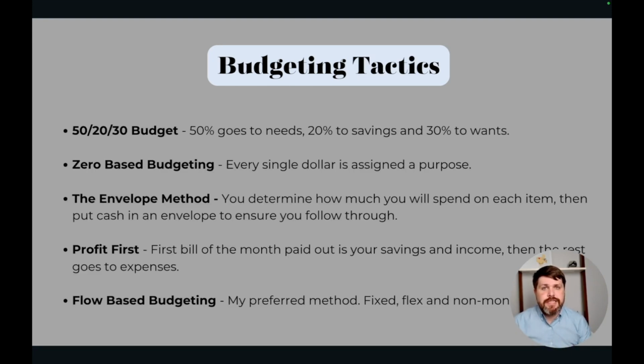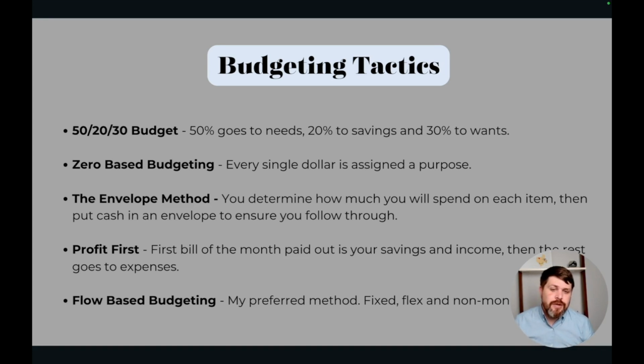These are the various types of budgeting tactics that I typically come across. How you use these and why you use these is going to vary by personality and by your money mindset and all those sorts of things. But I want to give you a general understanding of these different tools and options. Then in this video, and more importantly in the next video, I'm going to go deep into flow-based budgeting, which is the last one mentioned here. So the first budgeting technique is the 50-20-30 budget.